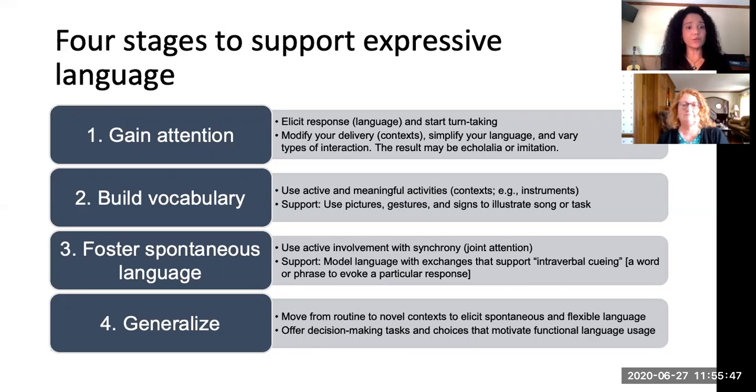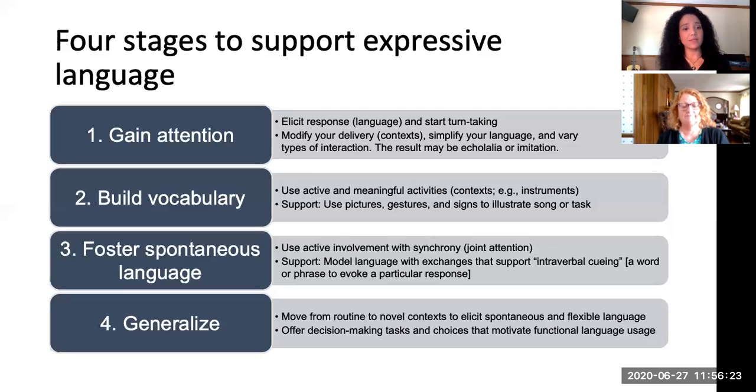After you have built the vocabulary with the students, you foster that spontaneous language in step 3, using active involvement with synchrony and joint attention. Again, going back to instruments, a great place for this, where we're all playing the xylophone together, playing the same song, focused on the same task together. You can model this language with exchanges that support intraverbal cueing, a word or a phrase that evokes a particular response. So think about behaviors you can use in your space where the students can have a predictable response that's also meaningful, but again, spontaneous.